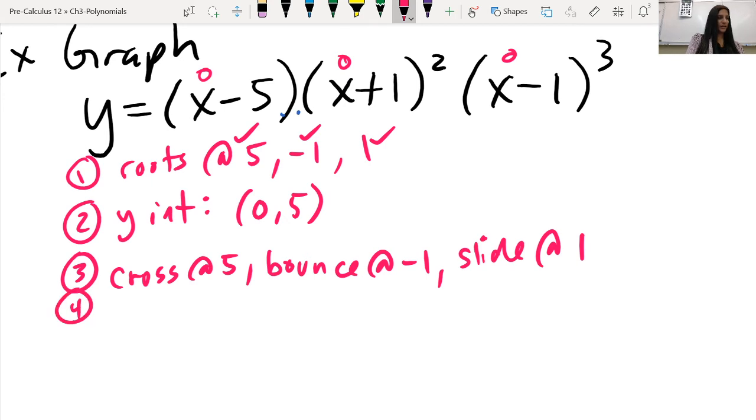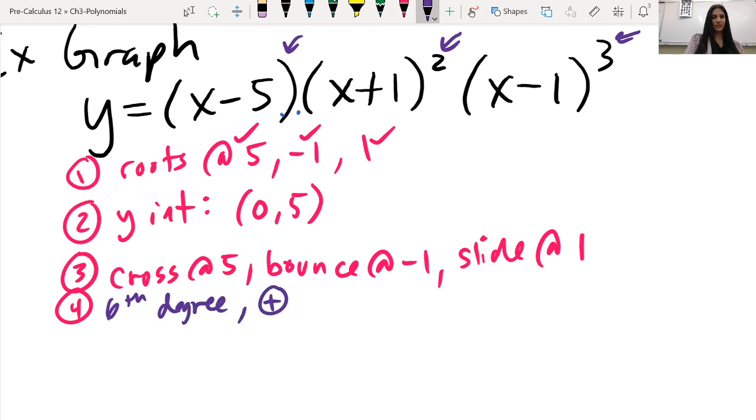Okay, so then for the next part, we know that it's a 6th degree, so I want to make clear to you where I'm getting that from. When I'm looking for the degree, I'm looking at 3, 4, 5, and then there would be a 1 there to make it 6. So this is a 6th degree polynomial, and it has a positive lead coefficient. How do I know that? Because in front of this first bracket, there's no negative sign, so I assume that it's a positive. That's how I know that.